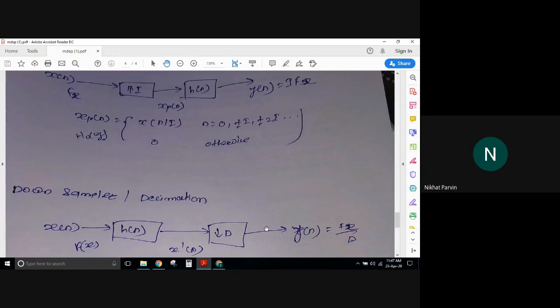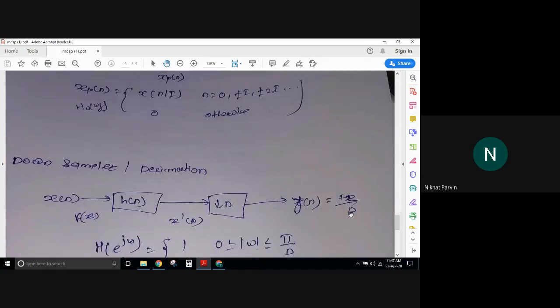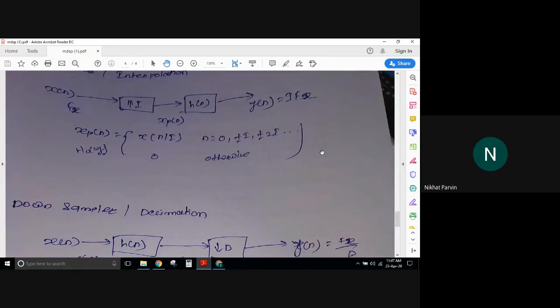Here you are going to avoid the aliasing effect. You don't want aliasing effect between two samples. So to have the anti-aliasing effect in this downsampler, we will first pass our input through the low pass filter so that all the unwanted signals get rejected and only the desired one is passed to your decimation, so that the output obtained will be fx by d. Here it was I into fx, here fx by d.